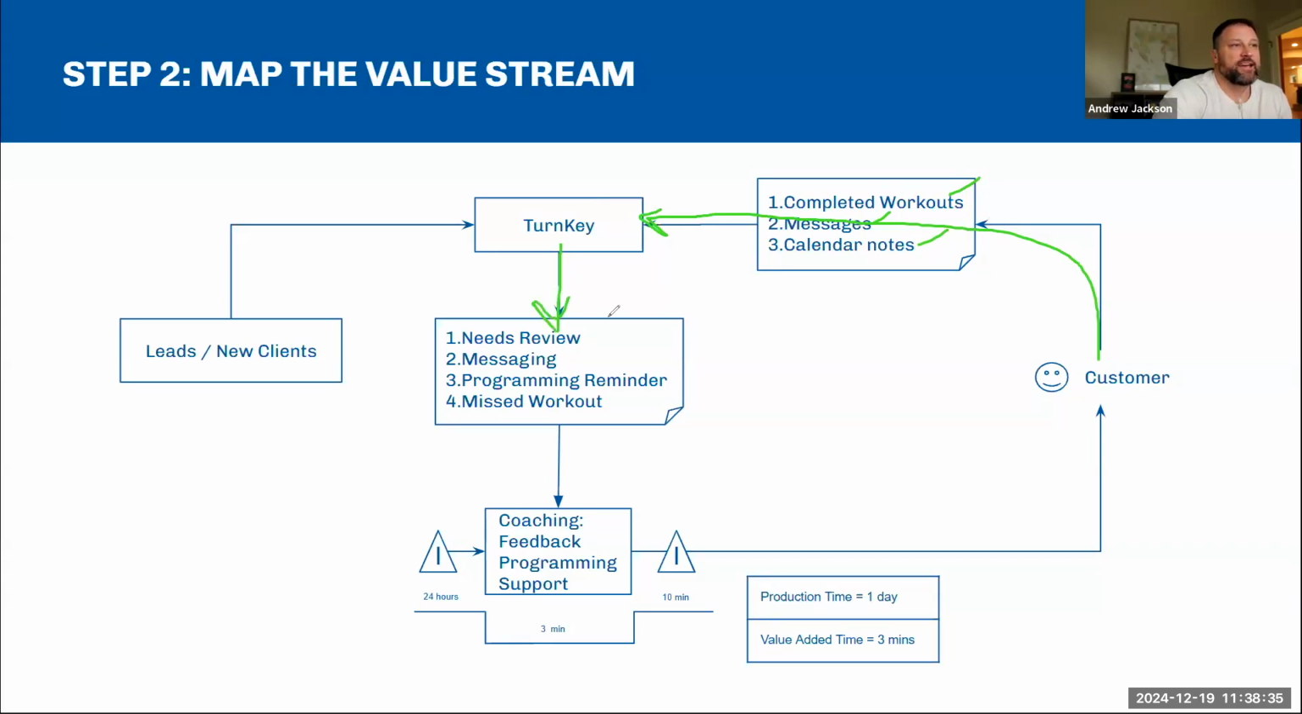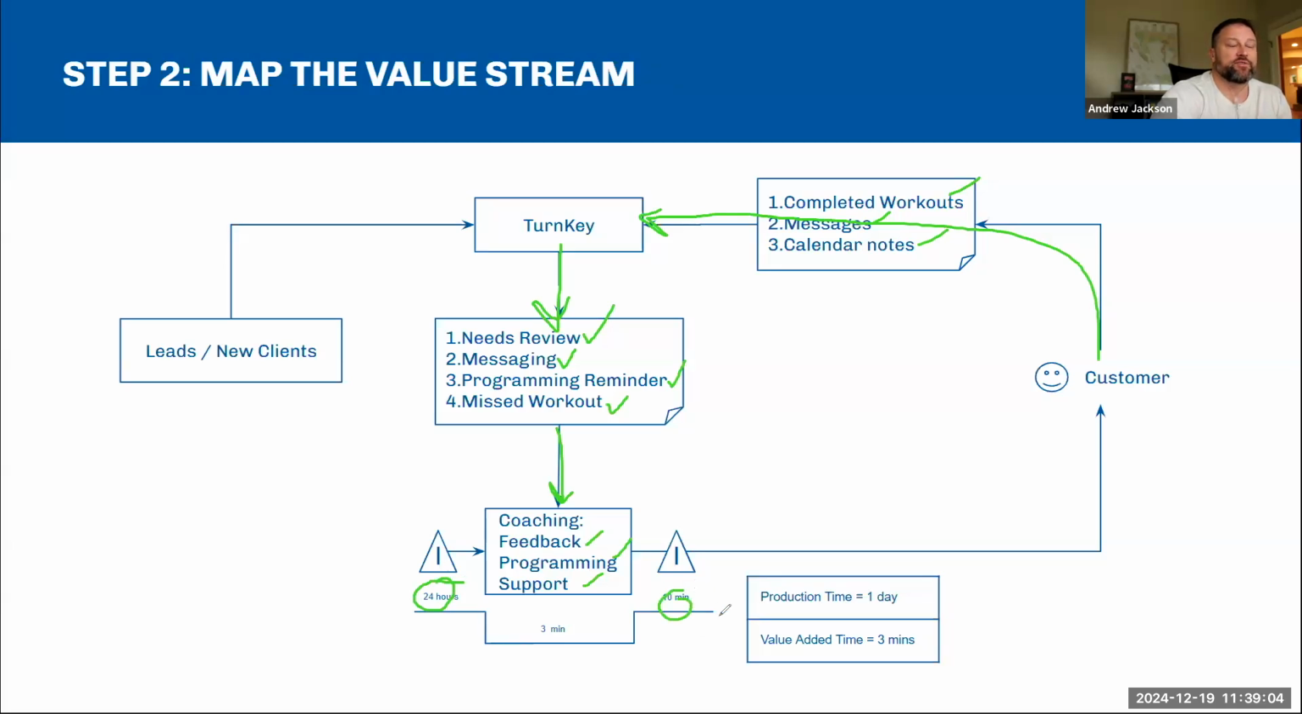Turnkey Coach then handles and organizes everything into a combination of the connect page and the calendar, where I can clearly see when they need review, when they have a message that they need me to respond to, if they need programming, if they missed a workout, all organized in sequential order so that I can establish an efficient workflow to provide feedback, programming, and support, the three things that my customer says they value. I'm doing it all within 24 hours.